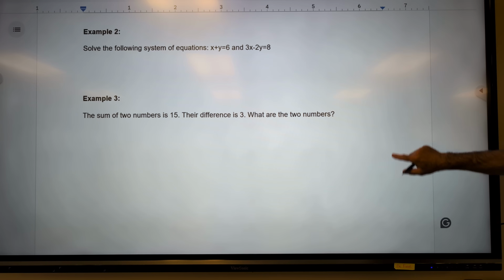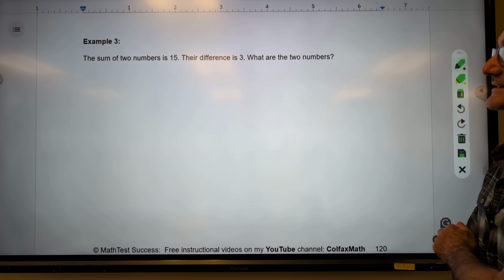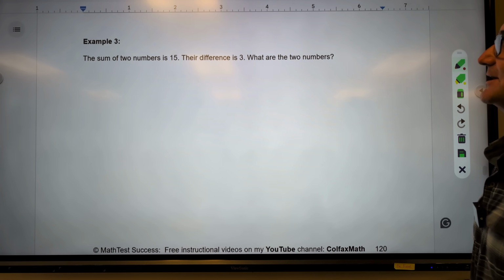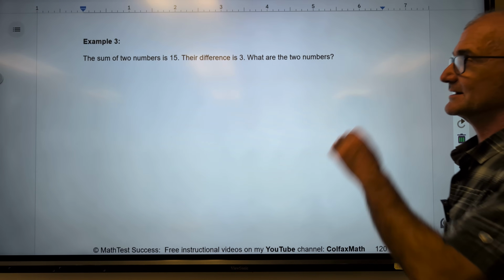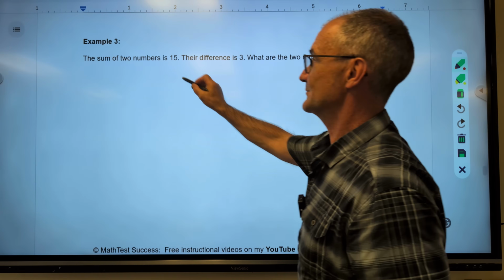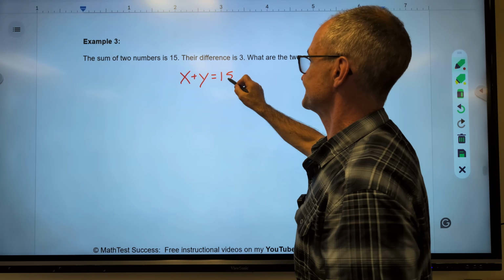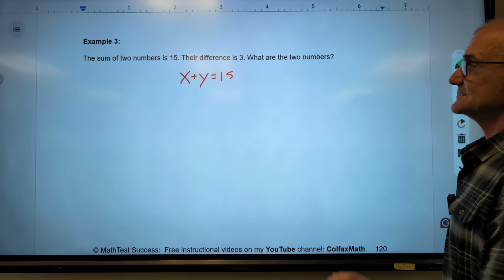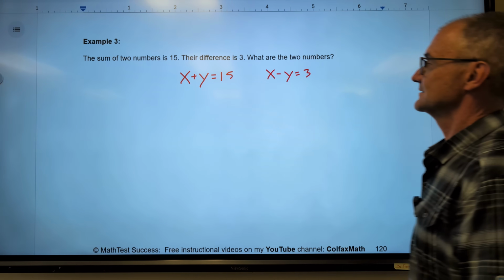Okay, move up a little bit more. This one might take some more room. Pause the video. Go ahead and do this problem. Unpause, watch how I do it. Here's a pretty tricky word problem. So I got to create my equations. The sum of two numbers, we'll call that x and y, is 15. Their difference is 3. So x minus y is equal to 3.